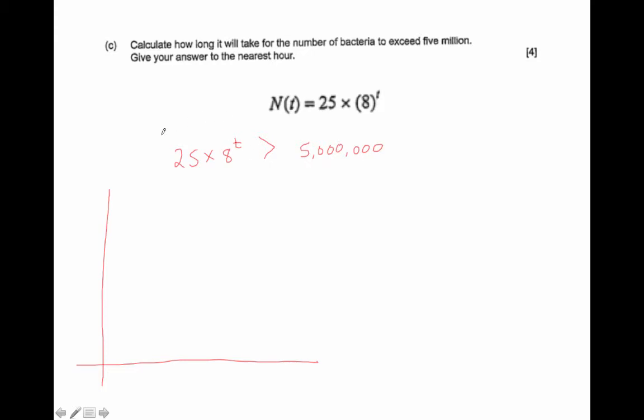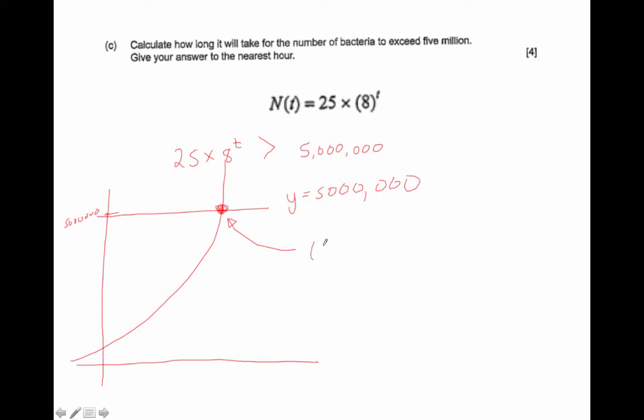So if we're graphing 25 times 8 to the power of t, it looks something like this. And then when does that equal 5 million? Well, I could plot the line just y equals 5 million. What would that look like? Straight line across at 5 million. And I'm looking for that intersection. So analyze graph, find intersection between the two.